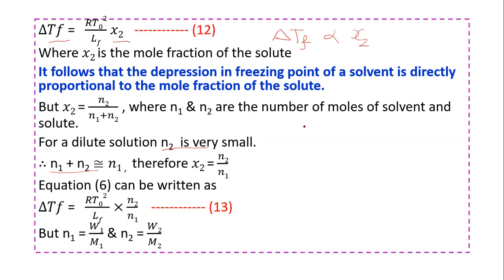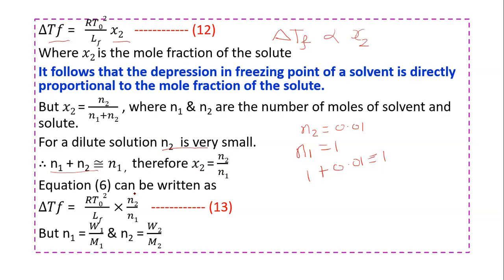Suppose that n2 is, let us assume, 0.01. So what happens here, n1 plus n2, and n1 is equal to 1, the number of moles of the solvent is equal to 1. So 1 plus 0.01 is approximately equal to 1. Therefore we write n1 plus n2 is equal to n1. It means that x2 is equal to n2 upon n1.